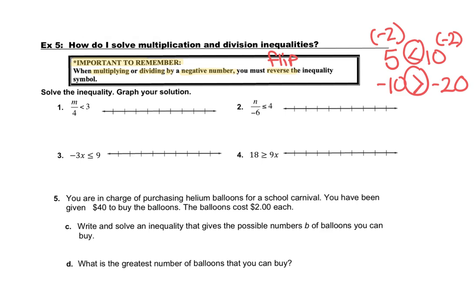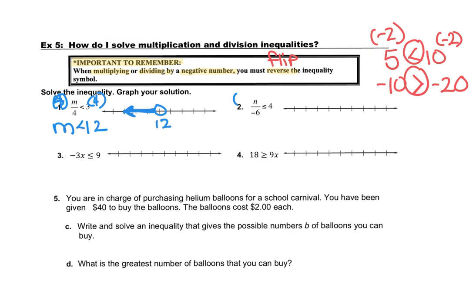Down below, we're going to solve the inequality, then graph the solution. So we have m divided by 4 is less than 3. We're going to multiply by 4 on both sides, and we're going to have m is less than 12. So we'll have 12, it's less than, so we're just going to have open, and then we're going to shade to the left.